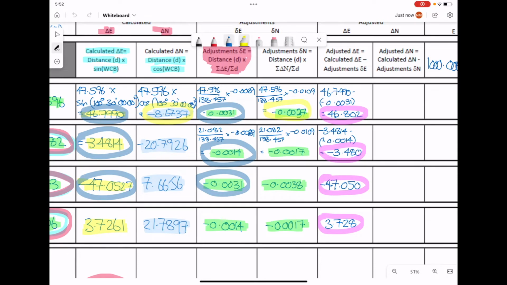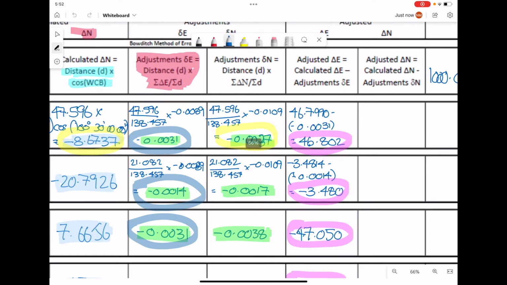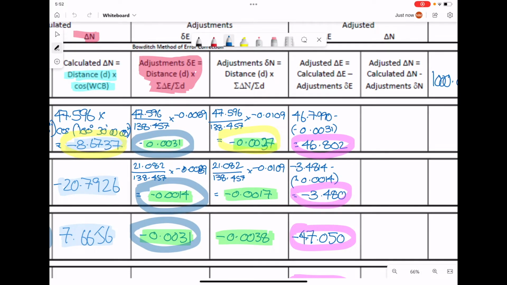Similarly, we would take for the first row our calculated northing minus 8.6737 and take off our adjustment minus 0.0039, careful about the double minus, and that would give us an adjusted coordinate of minus 8.670.